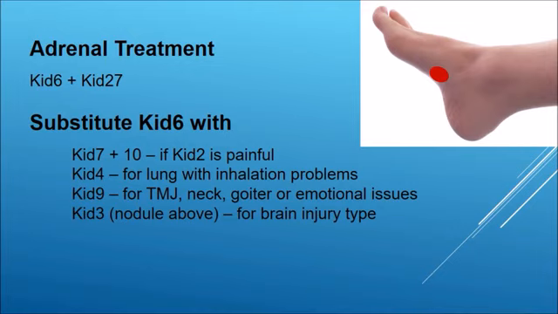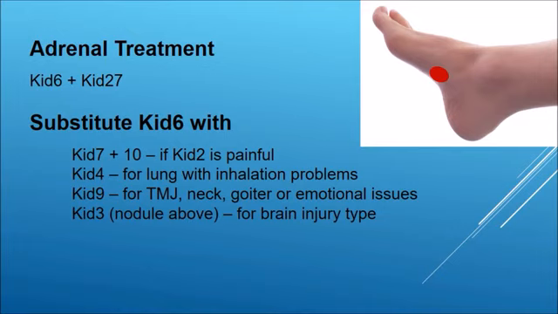If you find pressure pain on kidney 2, you should use kidney 7 and 10, metal and water points on that side. Note that kidney 2 might be painful on one side, but not on the other. The slow pulse type tends to resonate with kidney 7.